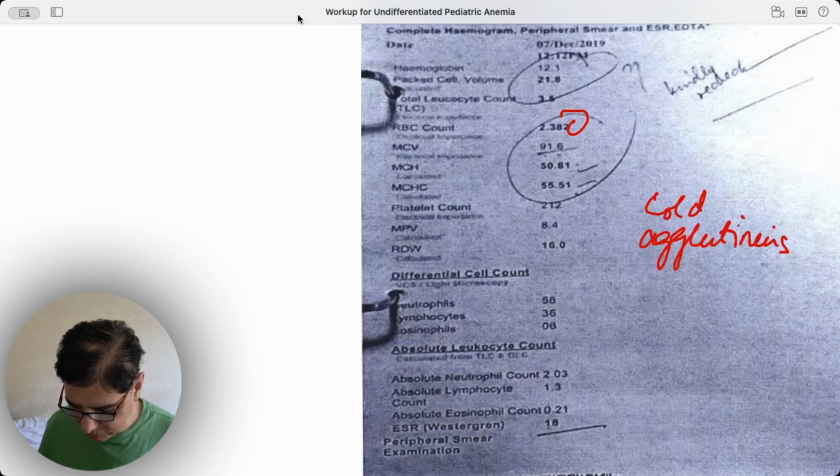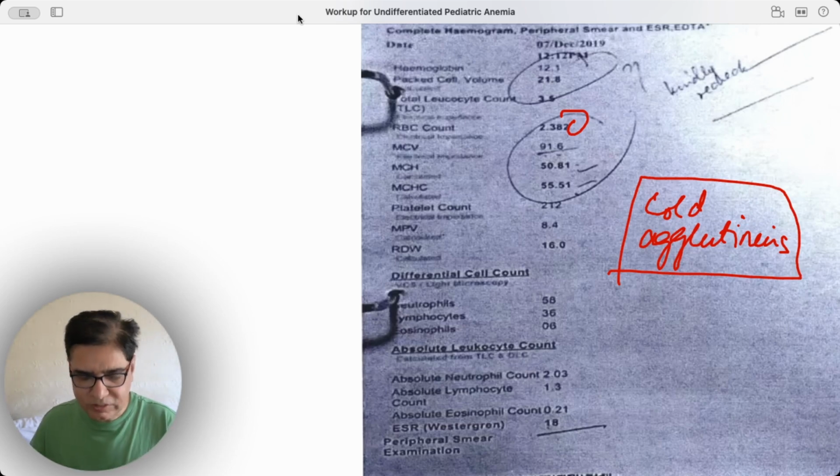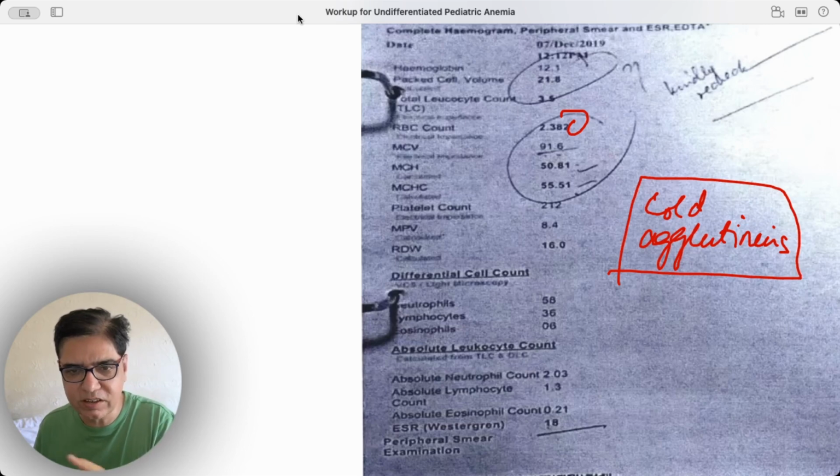So cold agglutinins, what happens at normal temperature? There are agglutinins, so it causes clumping of the blood cells together. That gives you very erroneous values. It feels like the cells are very densely packed with very high hemoglobin. Why? Because they are cold agglutinins.